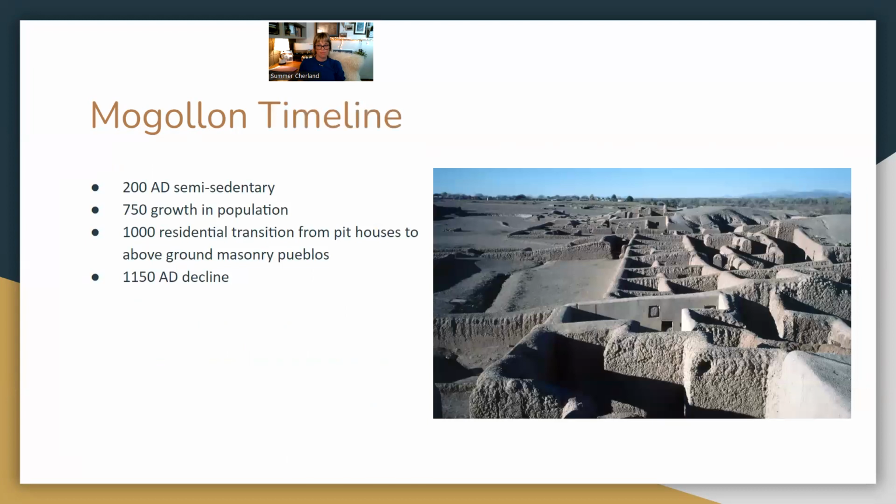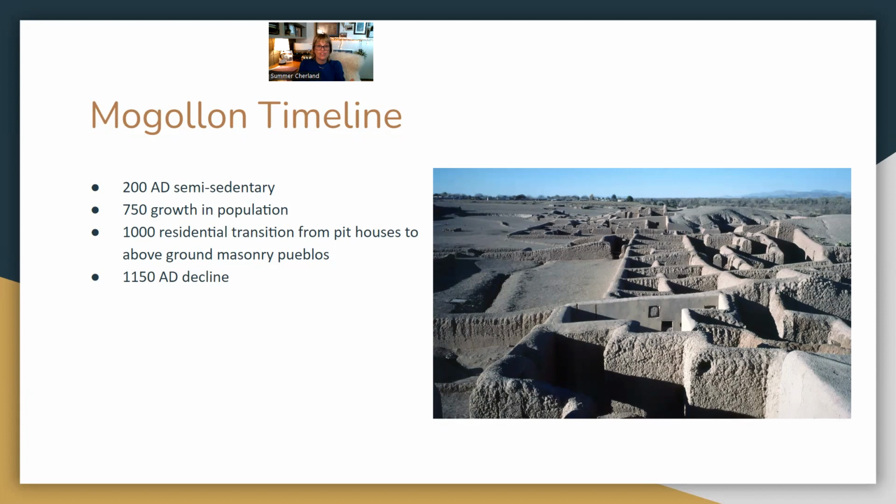And here's their timeline. All of these groups left behind some form of archaeological evidence. Around 200 AD is when we're first able to trace them to a semi-sedentary lifestyle. And in the year 750, we see a growth in population among the Mogollon. Around the year 1000, right around that same time as the Hohokam, the Mogollon have a residential transition from pit houses to above ground pueblos. But look at that, only 150 years later, it's a pretty evident decline.